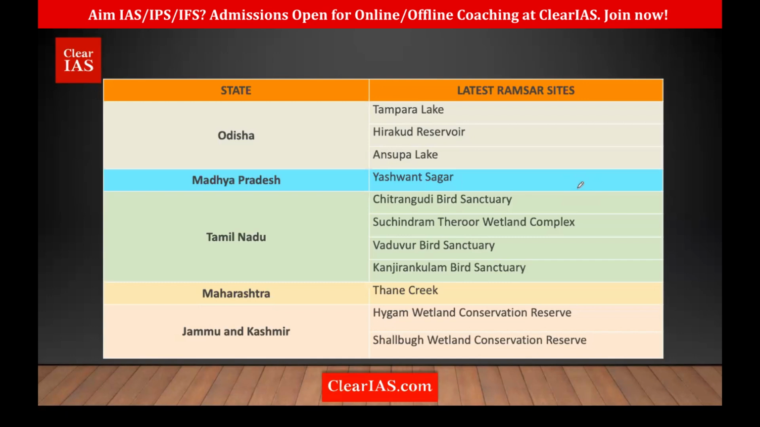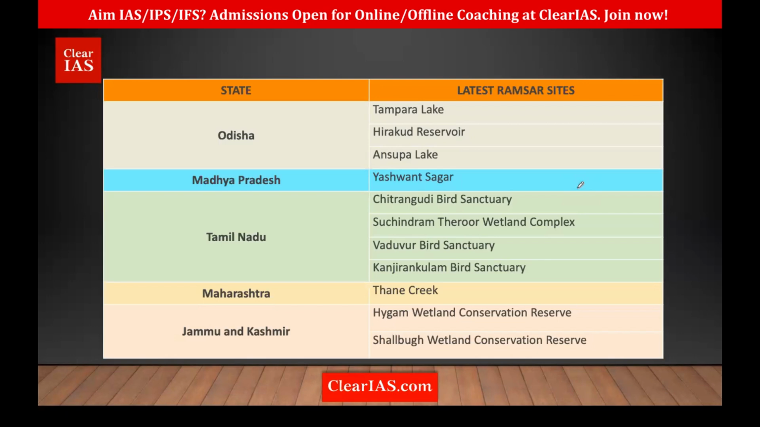So in Tamil Nadu, the latest recognized ones are Chitrangudi Bird Sanctuary, Kanjirankulam Bird Sanctuary. They can be learned together because they are close by. Suchindram Theroor Wetland Complex, which is in the southernmost part near Kanyakumari. Then there is Vaduvur Bird Sanctuary. These four were recognized lately. Before that, in the last group, there were 6 recognized in just Tamil Nadu.